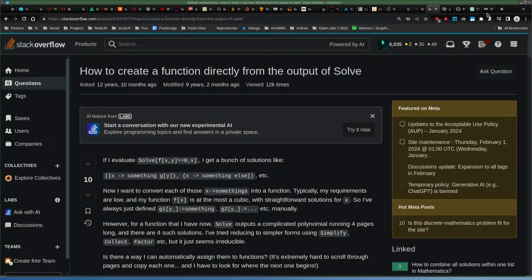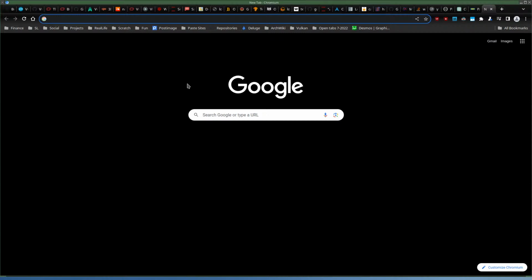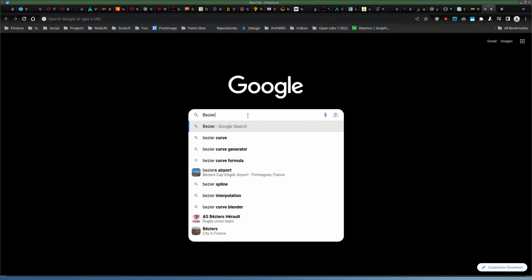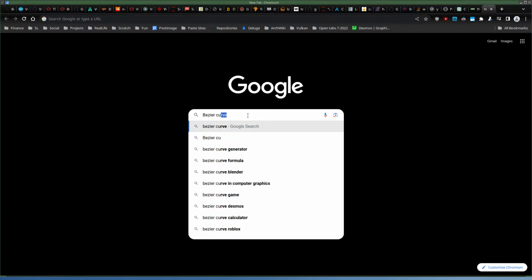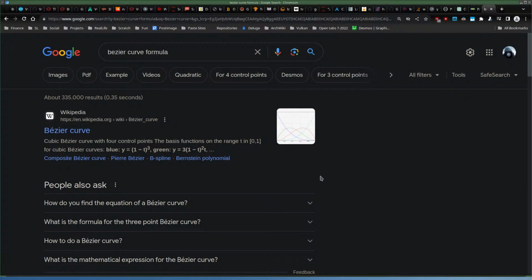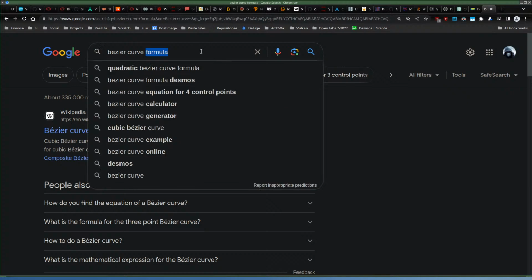Nope. Did I close that? I closed it. Yeah, find it again. BezierCurve formula, which would work. No, I had a Stack Exchange thing about a derivative, I think.